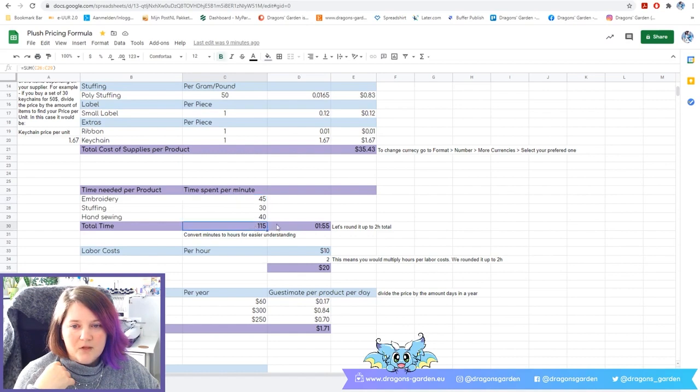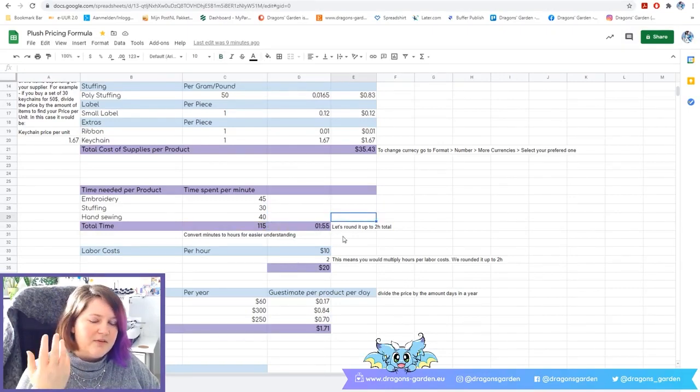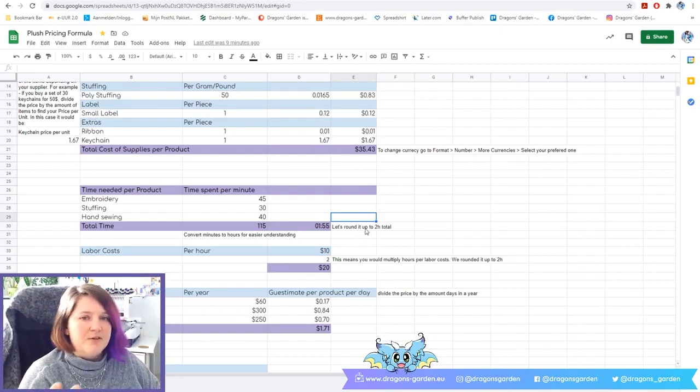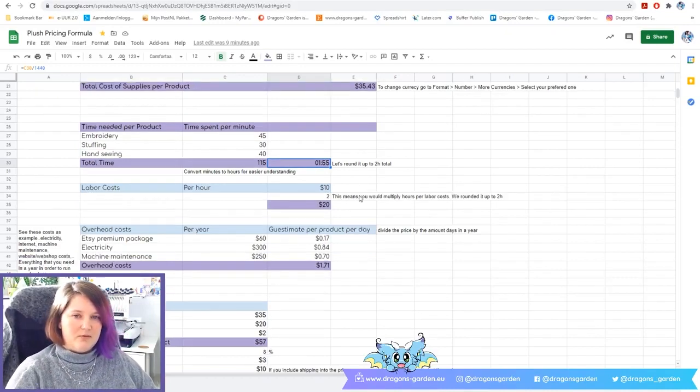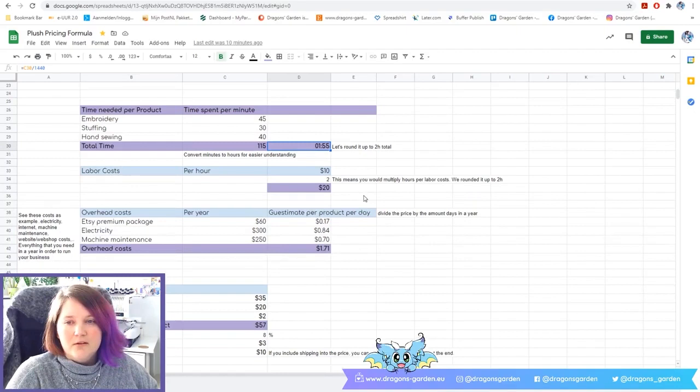So then this is the summary of all the times, and I like to convert that into hours and minutes in order to understand it a bit better or to have a visual representation. So let's say it takes me 1 hour 55 minutes, so I just like to round it up to 2 hours because it's just easier to understand, but it's also easier to calculate stuff with.